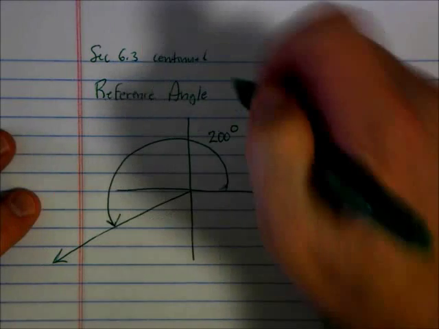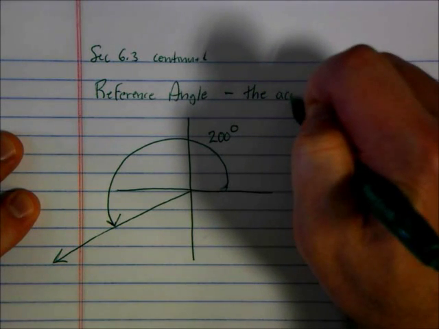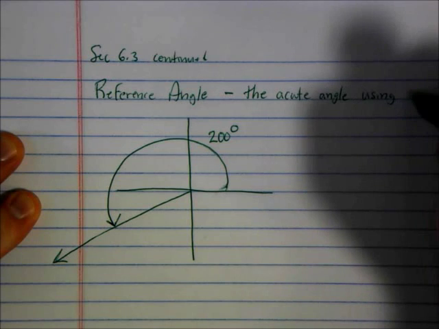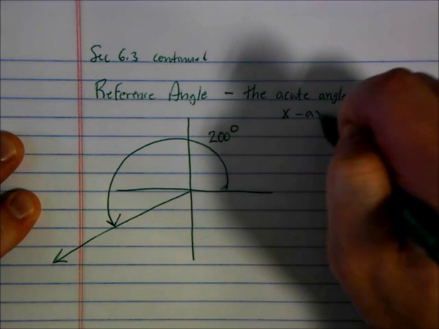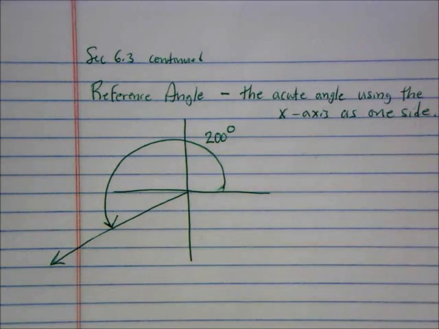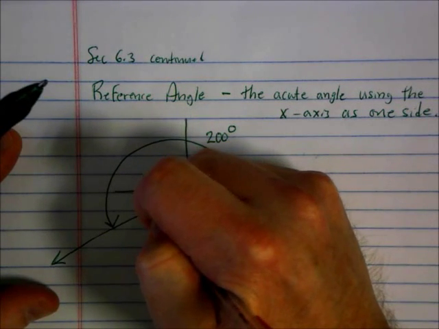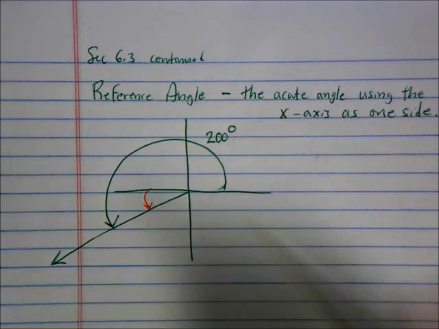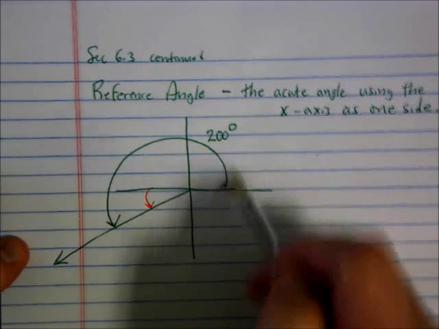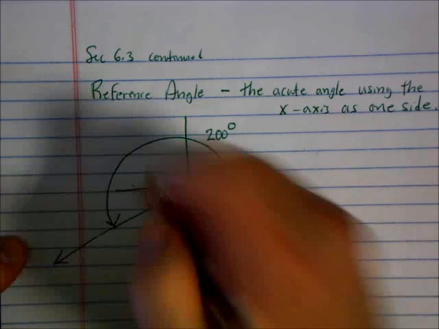The reference angle means the acute angle using the x-axis as one side. So it's always the x-axis, never the y-axis. So in this case, the reference angle would be that angle right there. I go from the x-axis to my angle. What measure would that angle be? Why 20 degrees? Because it would be 180 and some more to get 200. That would have to be 20 degrees.